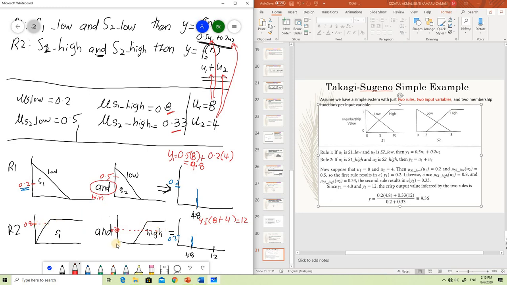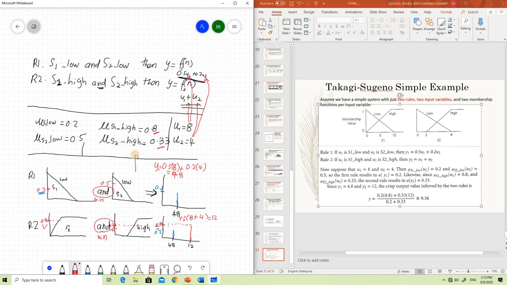Okay, so if we compare this, which one would be the result of your output? The degree of membership. So you use AND, so we are going to use minimum. Compare 0.8 with 0.33, so it will be 0.33 here. Right, so your spike for Y2 is at 0.33 here. Okay, so this is your output. Then only we are going to calculate the weighted average.